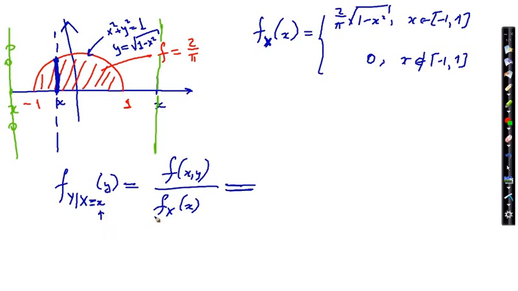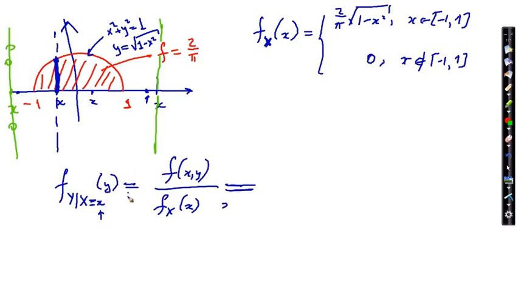So x is between minus 1 and 1. If x is not between minus 1 and 1, then this is 0, and I cannot use this formula. If x is outside of minus 1 and 1, say x is here, there is no need to talk about the distribution of y given this x, because this value x cannot happen in this case. So we can't have the value x equal to this x or that x. So we need to take care only about the cases when x is between minus 1 and 1.